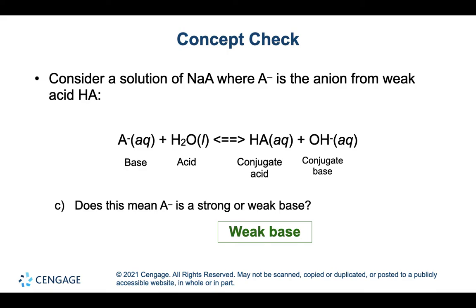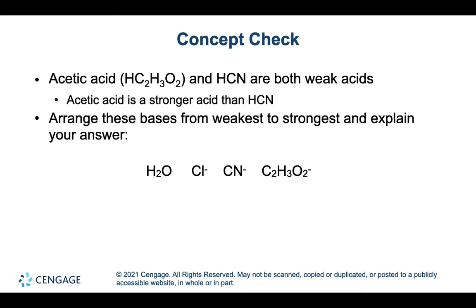The conjugate base of a strong acid is virtually neutral. The conjugate base of a weak acid is a weak base. The weaker the acid, the stronger the weak base is. Acetic acid and HCN, hydrocyanic acid, are both weak acids, but acetic acid is stronger than HCN. So now let's try to order these from weak to strong.